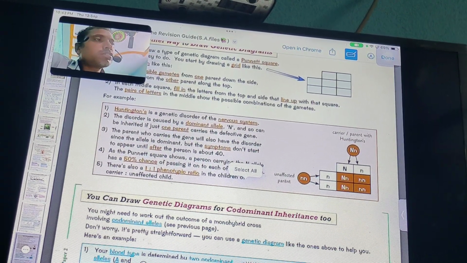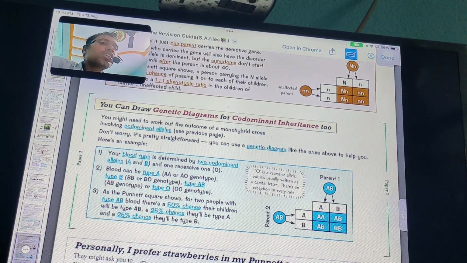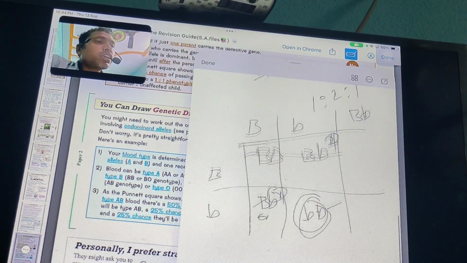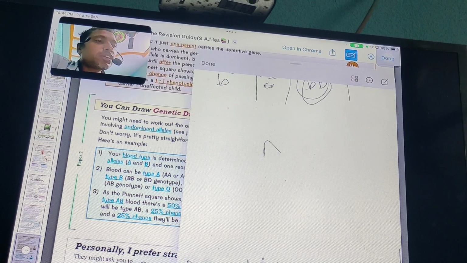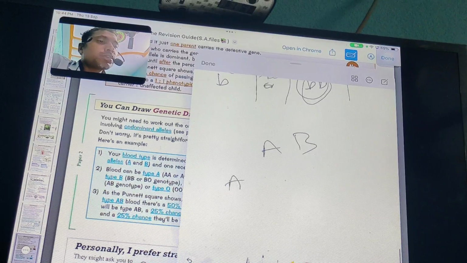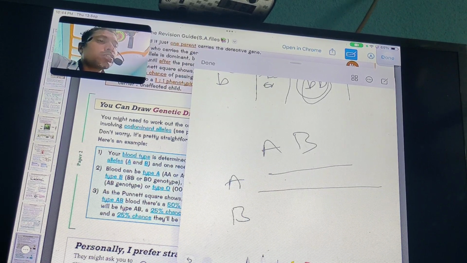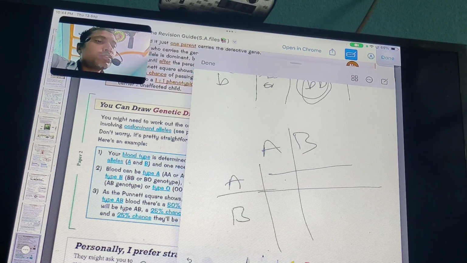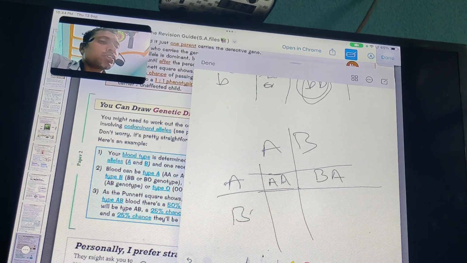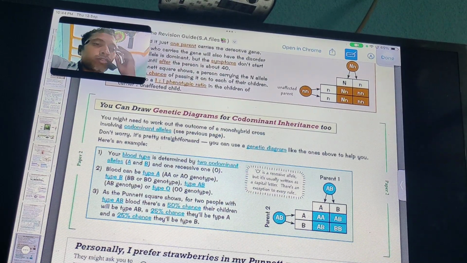You can also draw a genetic diagram using codominant inheritance. Codominance: capital A, capital B. Here in the Punnett square we can use capital B and small b, and in the next step codominant capital A, capital B. Like that, we can also solve this Punnett square. The Punnett squares differ here, with capital A, capital B, and capital A, capital B.